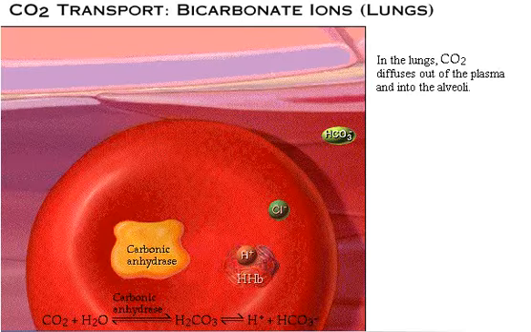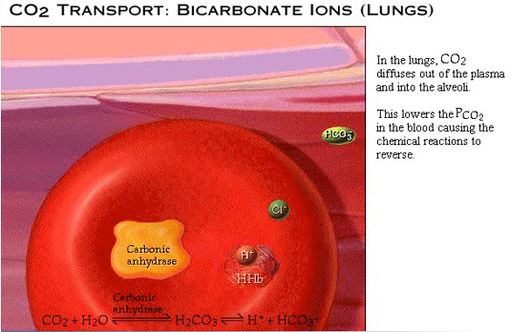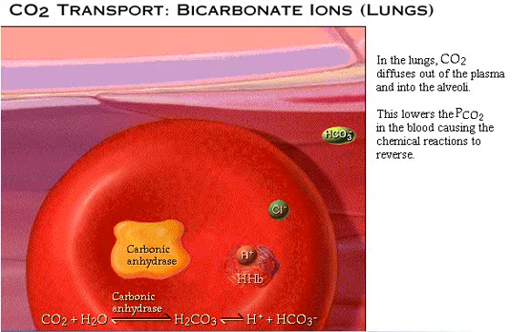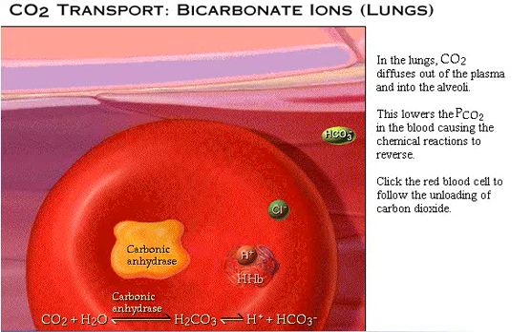In the lungs, carbon dioxide diffuses out of the plasma and into the alveoli. This lowers the PCO2 in the blood, causing the chemical reactions to reverse and proceed to the left. Click the red blood cell to follow the unloading of carbon dioxide.